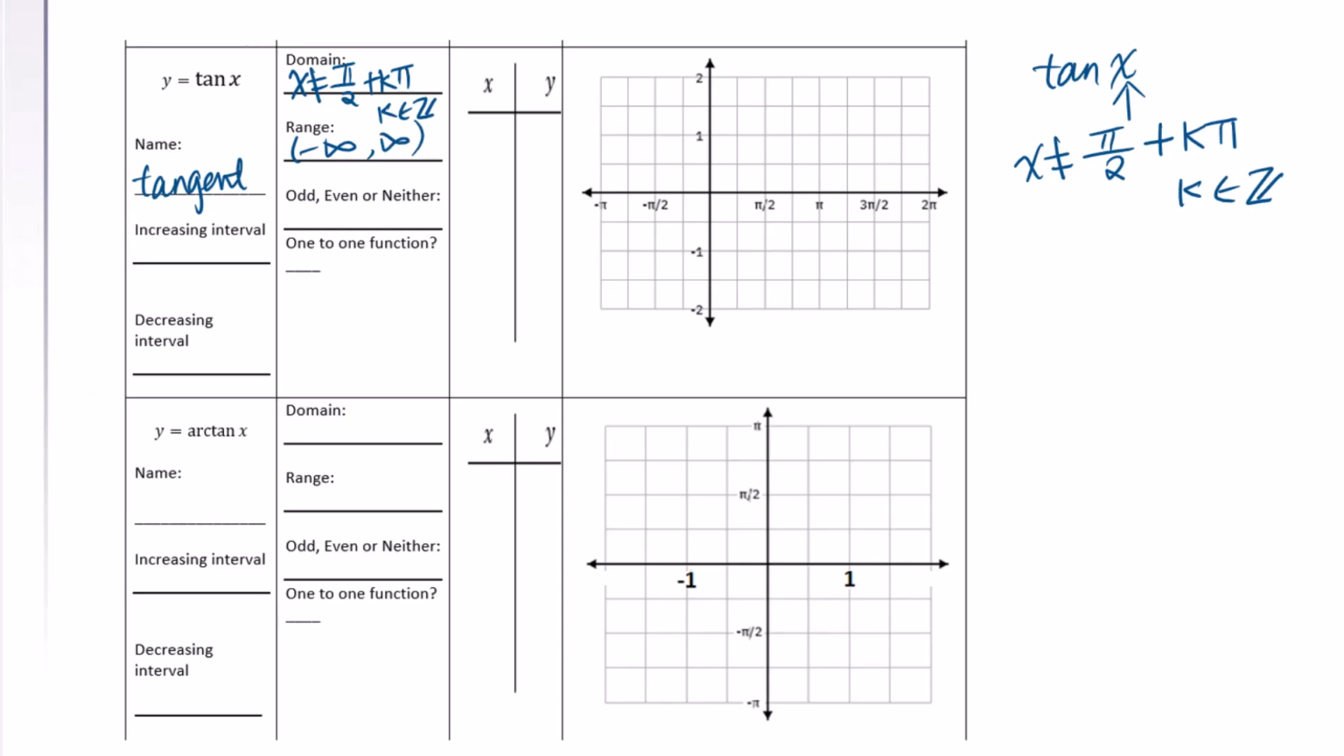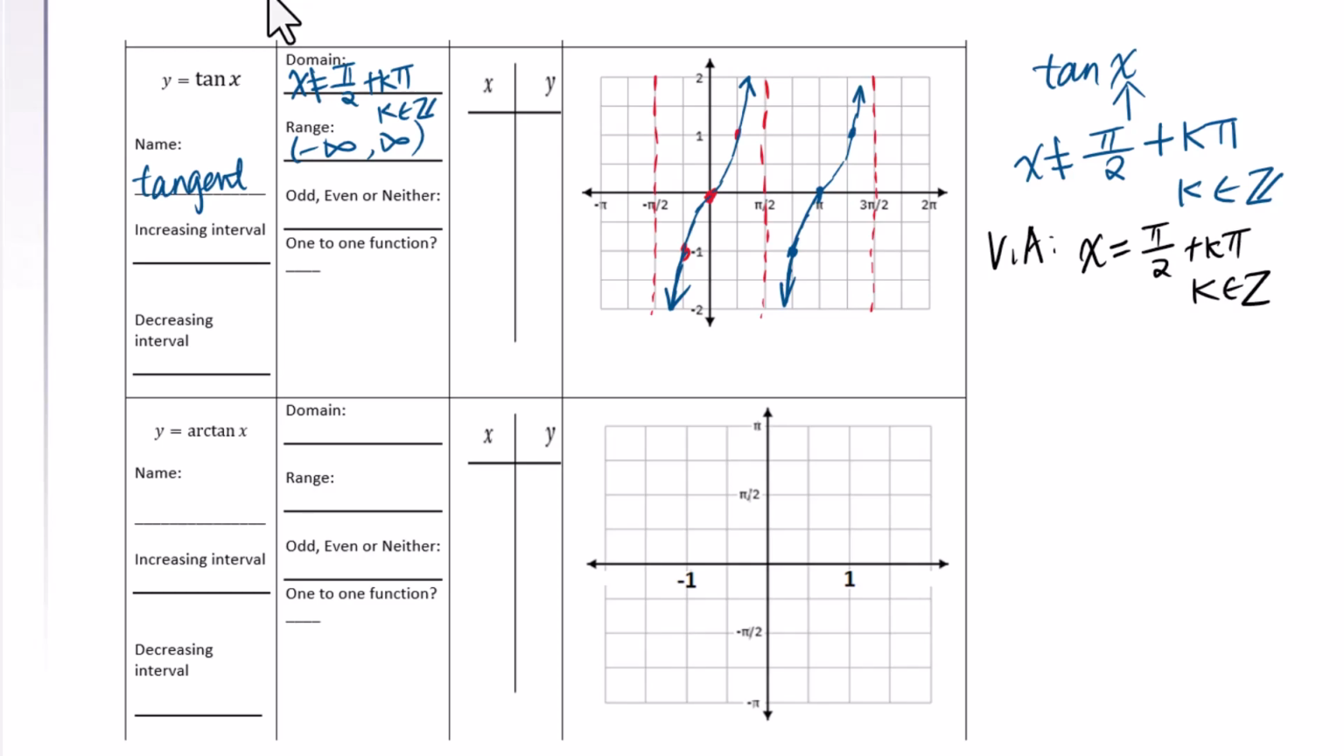Let's sketch the graph. First of all, draw the vertical asymptote lines, repeating every pi. Plot (0, 0), (pi over 4, 1), (negative pi over 4, negative 1). Now sketch the graph. For the tangent function, the vertical asymptote line is x equals pi over 2 plus k pi.